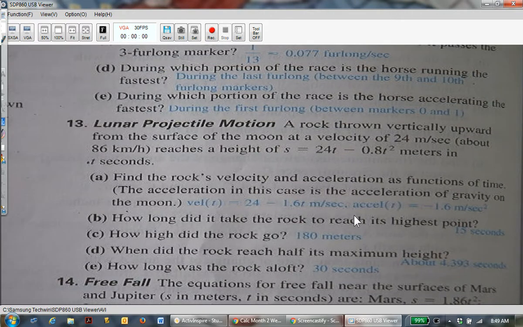Wait, did anybody solve for this? Besides Ben, I can see. Okay. Did anybody solve for this? B. How long did it take the rock to reach its highest point? 15 seconds. How did you figure out that was 15 seconds?